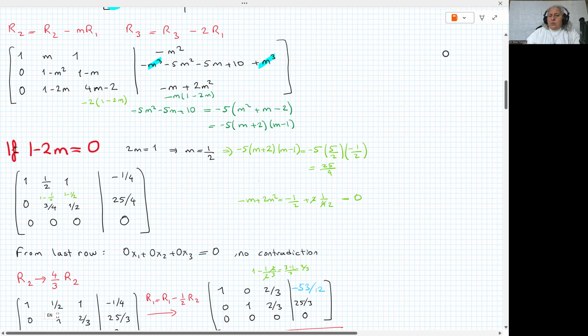We are assuming that it is fixed, but it runs through all the real numbers. What will happen if 1 minus 2m is equal to 0? Then you will have this 0, this 0, this 0. So all of them will be 0, right? We need to think about this possibility.